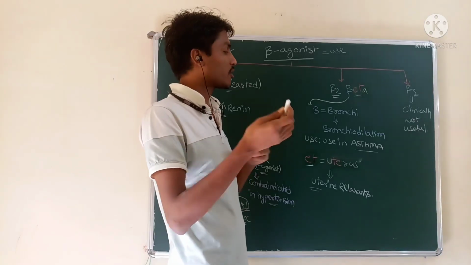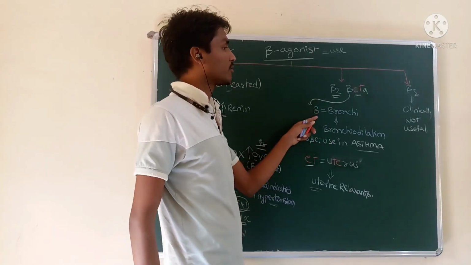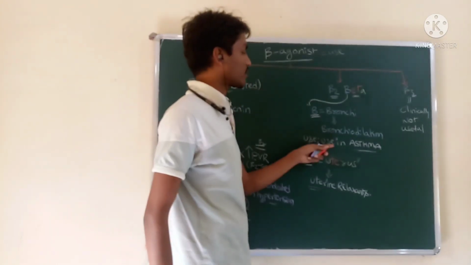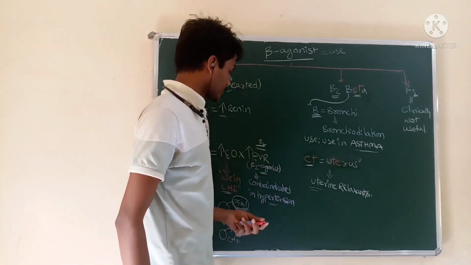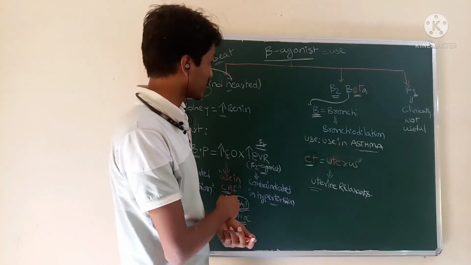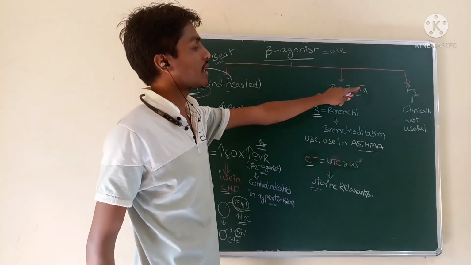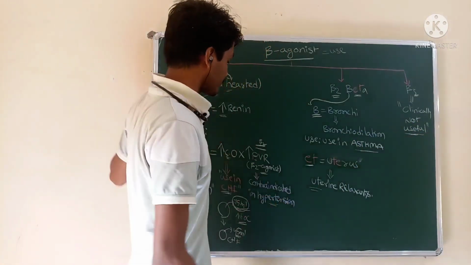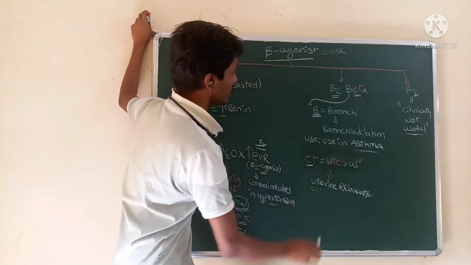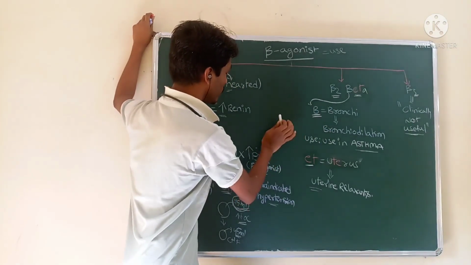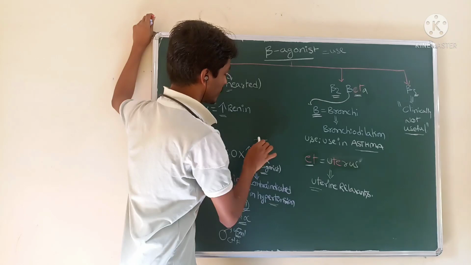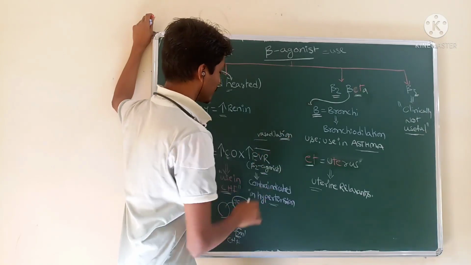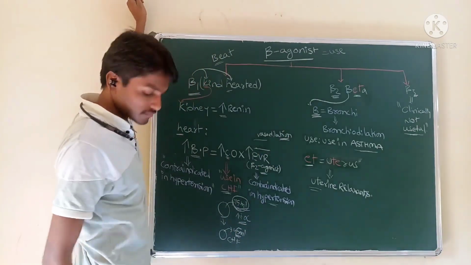And beta 3 receptors are not clinically that useful. But beta 2 receptor majorly will do vasodilation, not vasoconstriction.